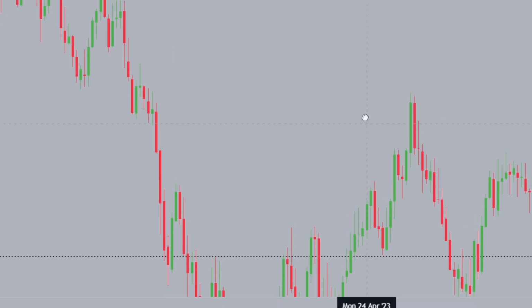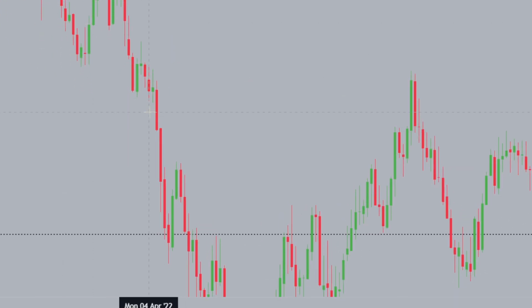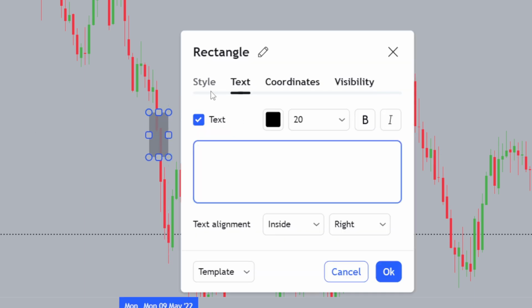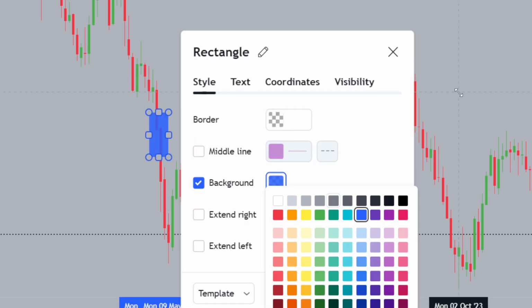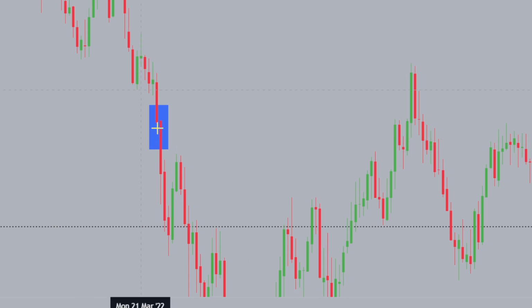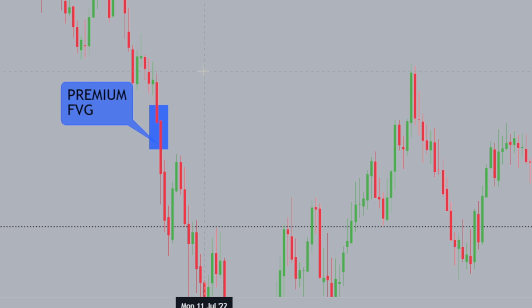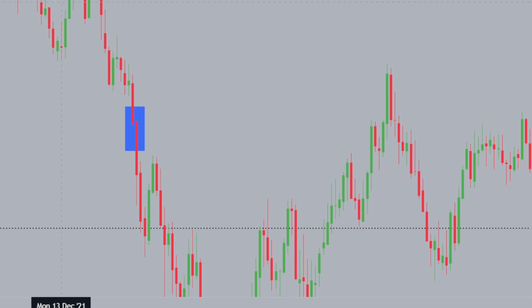So if I quickly label the inefficiencies for people, this inefficiency, which I'll label in dark blue, represents a fair value gap. Notice how this is a premium fair value gap above the 50% level. So this here is a premium fair value gap. And because of that, we have our order block.